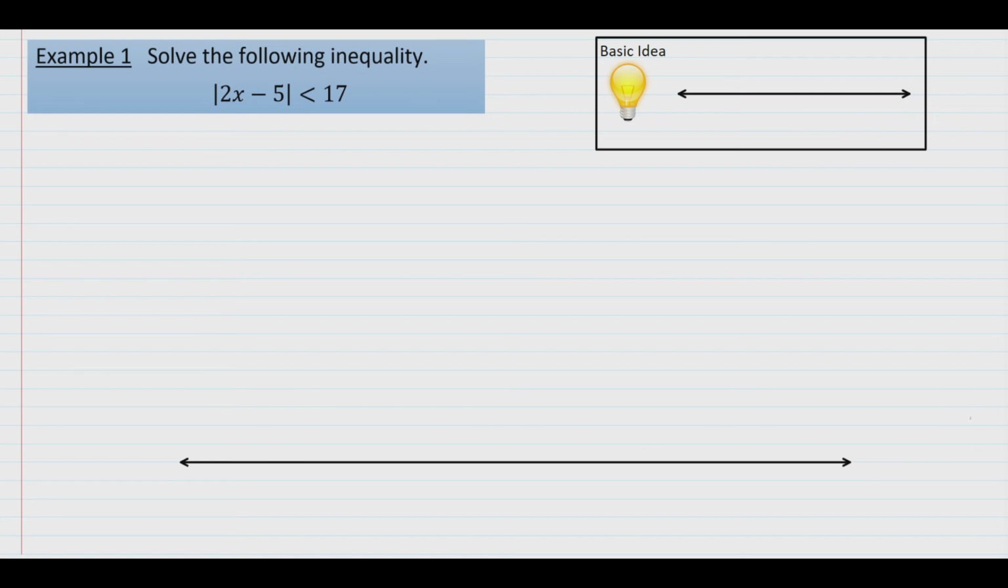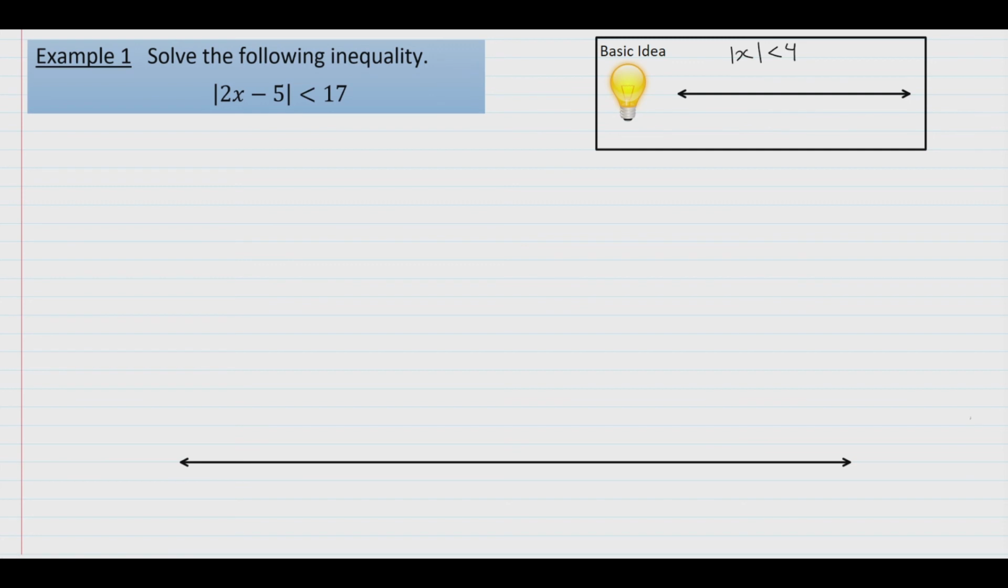We are trying to find the values of x such that 2x minus 5's absolute value is less than 17. Let's recall what absolute value means. When we talk about absolute value, we are talking about distance from 0. So if we have the absolute value of x, we're talking about x's distance from 0. So let's scale this down to a more basic example. If we had the absolute value of x less than 4, for example, we are trying to find the values of x whose distance from 0 is less than 4.